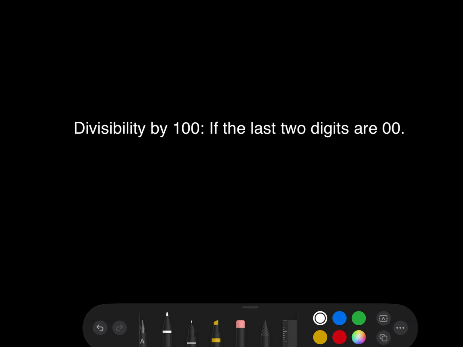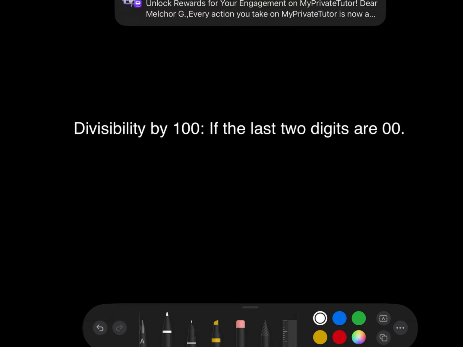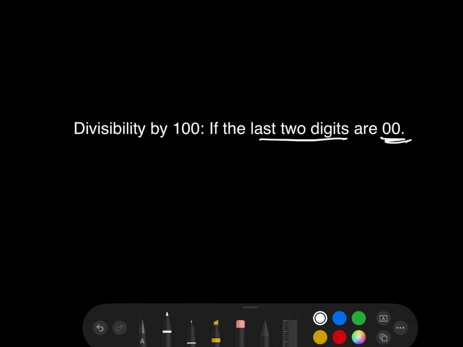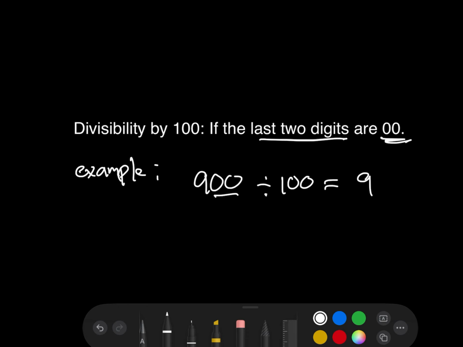Lastly, this is the easiest one also, divisibility by 100. How do we know if the number is divisible by 100? It is simply if the last two digits are 00. So for example, we have 900 again. 900 is very popular today. It ends with 00, therefore it is divisible by 100, which is 9.